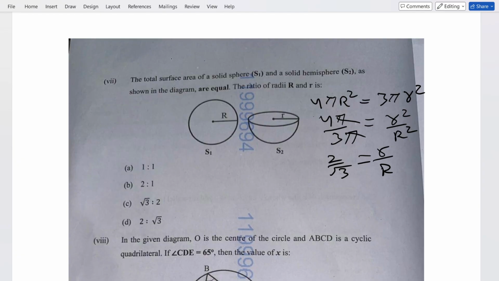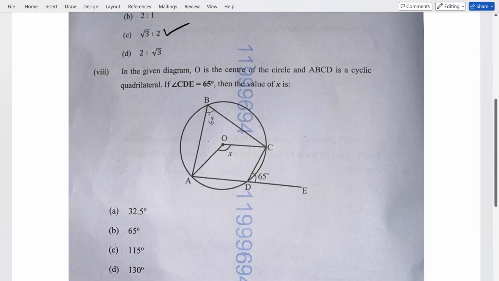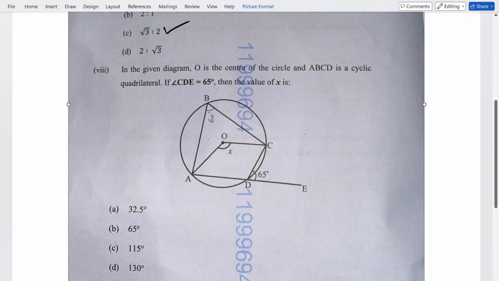Given the ratio of capital R to small r, so root 3 by 2. This is root 3 is to 2. Next question, question number 8. This is your answer.